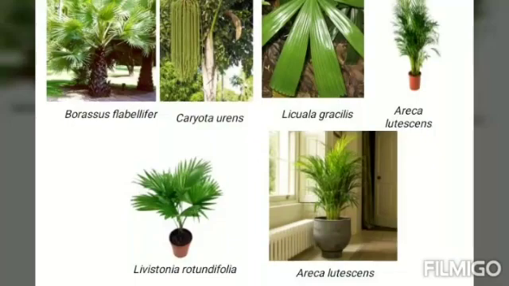Now lastly is the palms in pots. The first example I have given here is Livistona rotundifolia, and second is Areca lutescens. These are palms in pots which are divided into two groups. The first one is fan leaf, and the second is feather leaf. So these are some images of the classification of palms.